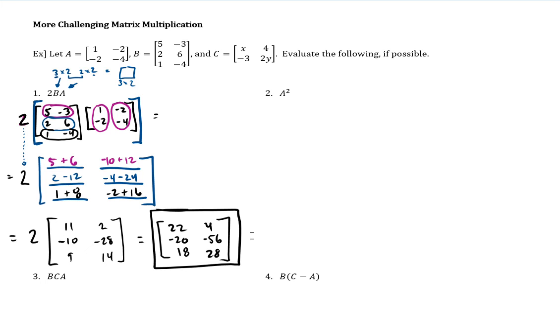All right, let's see number 2. So number 2 is A squared. So remember when you have an exponent that this really means the same thing times itself. And so that way we could rewrite A times itself. So now let's rewrite the matrices in. So it's 1 and negative 2 and negative 2 and negative 4 times the same thing. 1, negative 2, negative 2, negative 4.